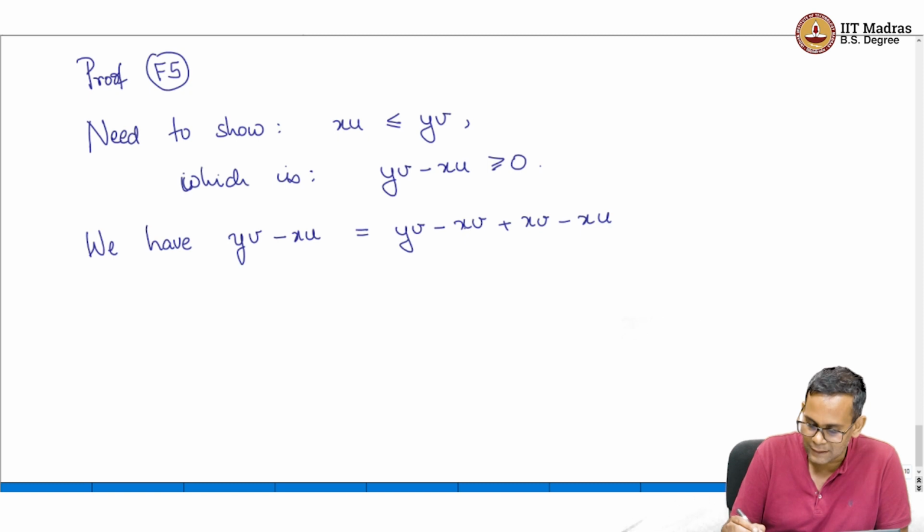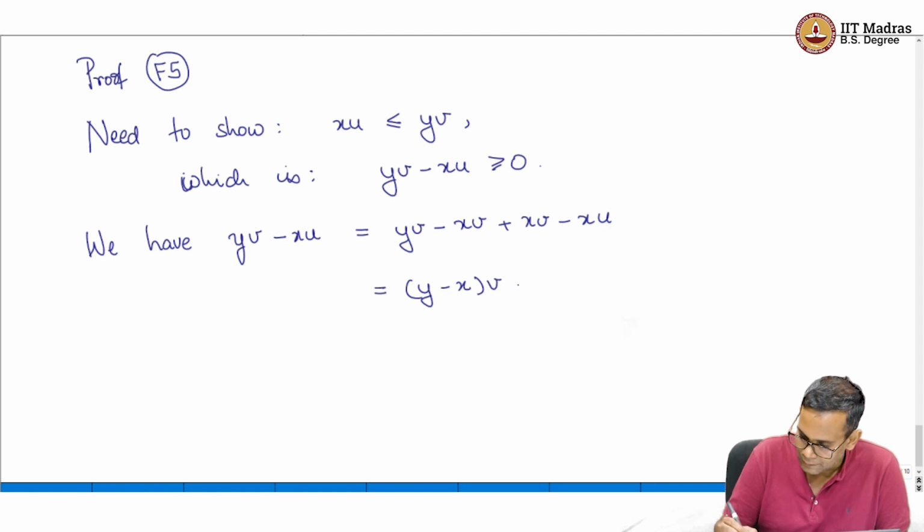These are obviously the same because the plus xv and minus xv cancel out, but the advantage of writing it in this way is that now I can write this as y minus x times v plus x times v minus u.